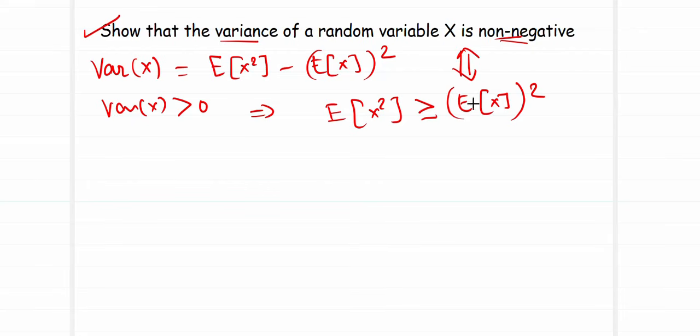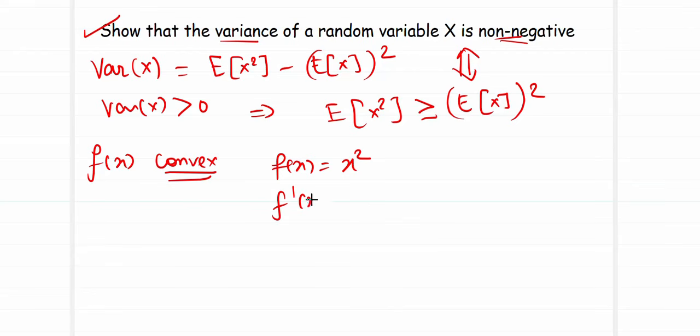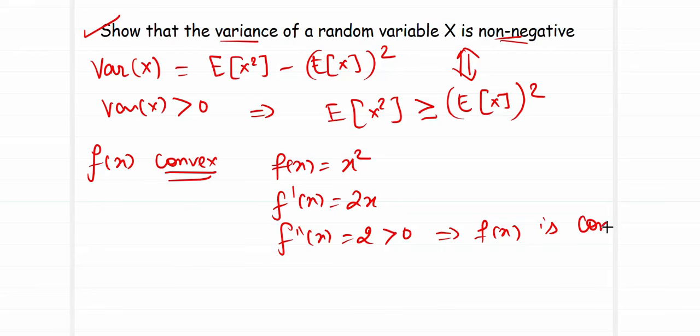So whatever be the statement, the proof goes in the same way. To apply Jensen's inequality, the first and foremost rule is that the function f of x, which we are going to take, must be convex in nature. If it is convex, then Jensen's works. Now what is my function f of x? This is going to be x square. f dash of x is going to be 2x, and f double dash of x is going to be 2, which is positive. Therefore my function f of x is going to be convex.